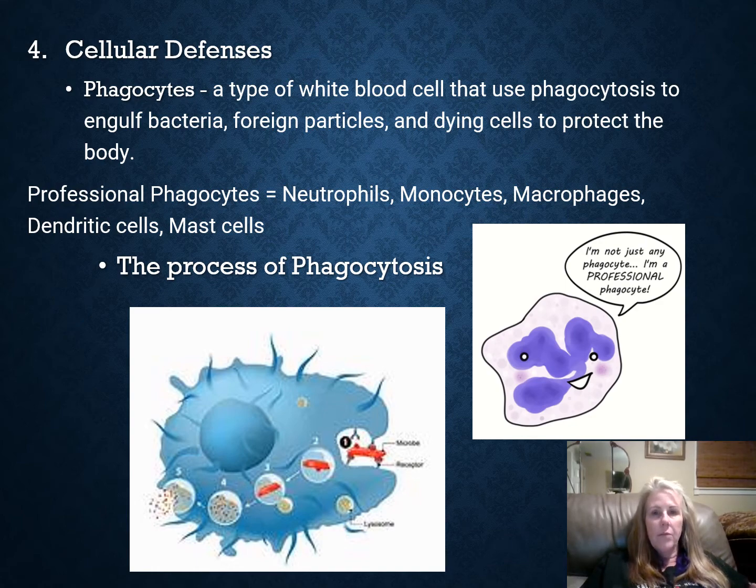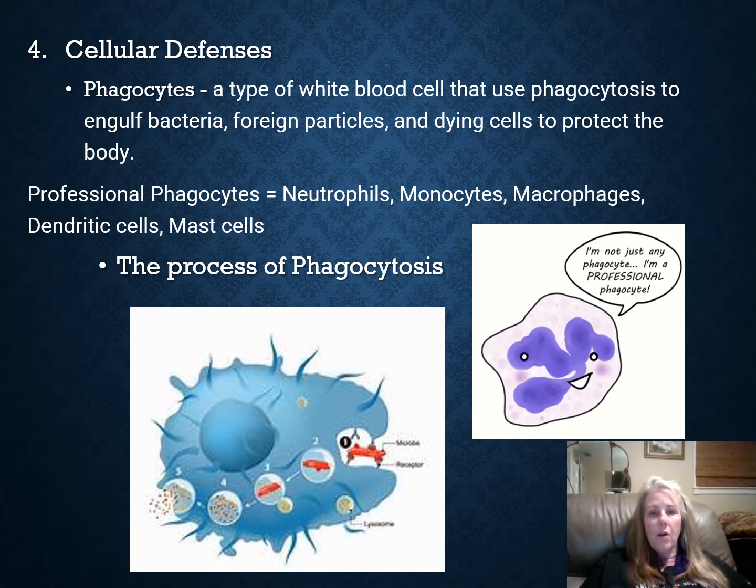There are white blood cells that are considered professional phagocytes because they do such a good job at phagocytosis and they're very efficient at it. There are 5 of them: neutrophils, monocytes, macrophages, dendritic cells, and mast cells. These are all types of white blood cells that are known as professional phagocytes.